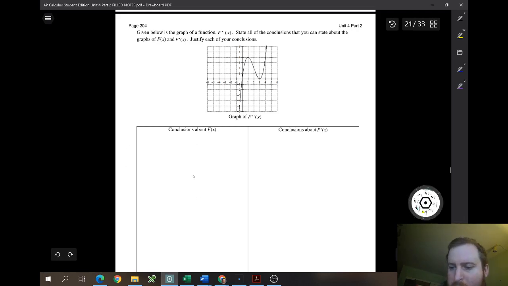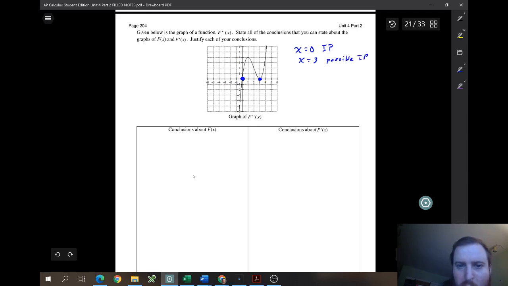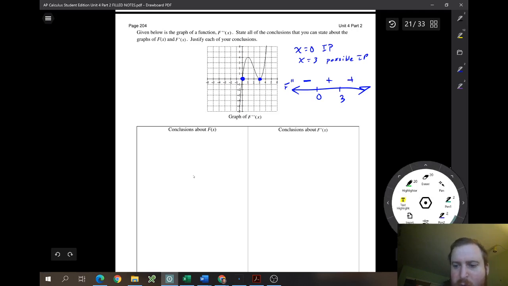So our first thing we want to do is get our inflection points, or even possible inflection points. So x equals 0 would be an inflection point because we change signs. Whereas x equals 3 is only going to be a possible inflection point. It's not actually going to be an inflection point because we didn't change signs. But like I did before, we can do a number line with f double prime. We can put in 0 and we can put in 3. We can say our graph is below the axis, so it's negative, above the axis between 0 and 3, and above the axis from 3 to infinity.